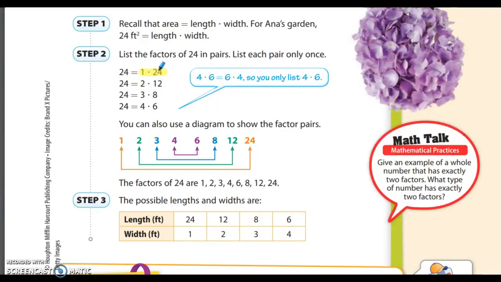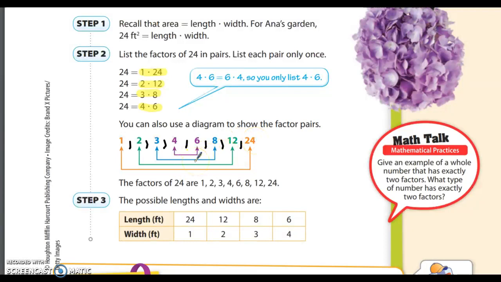1 times 24, those are both factors of 24. 2 times 12, 3 times 8, and 4 times 6. So we just actually listed all the factors. And often we list them with commas in between. Let's say we listed 1 goes into 24, 2 does, 3 does, 4 does, 6 does, 8 does, 12 does, and 24. And then they gave you a diagram here.